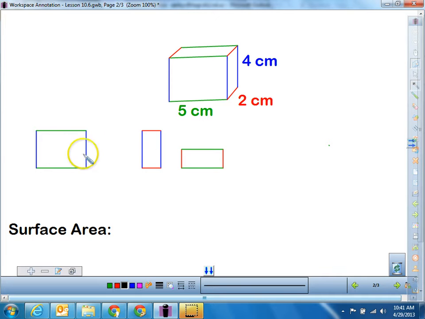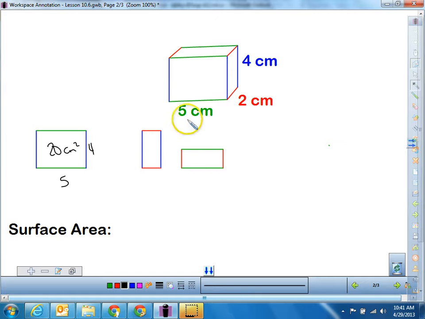With that, these are the 3 different faces that we have. We have this face, which would be this front one or the back one. Remember, they come in pairs. We know this green one is 5 centimeters, and the blue is going to be 4. So this face is made up of the height times the length. So 5 times 4, this one is going to be 20 centimeters squared.